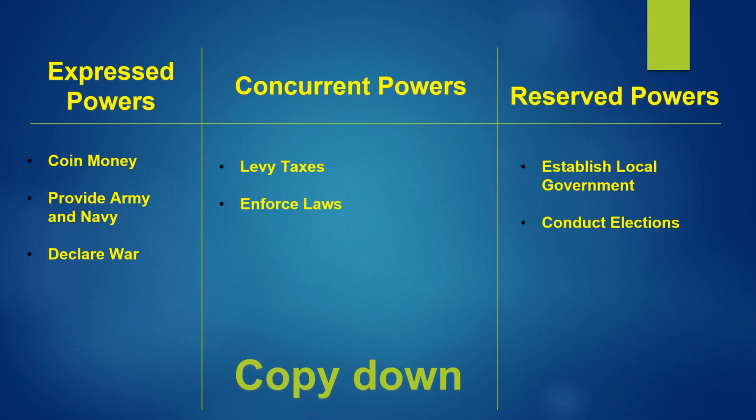All right, so I highly suggest, after I'm done talking here, that you guys pause the video and copy down this chart within your notes. It kind of gives you an idea, specifically some different examples of express powers, so powers given to the national government, concurrent powers, so powers that are shared between the national and state governments, and then you have reserve powers, which are the powers that are only given to the states. So make sure, guys, after I'm done talking here, you copy down this chart within your notes. Just put it on the right side of your notes.